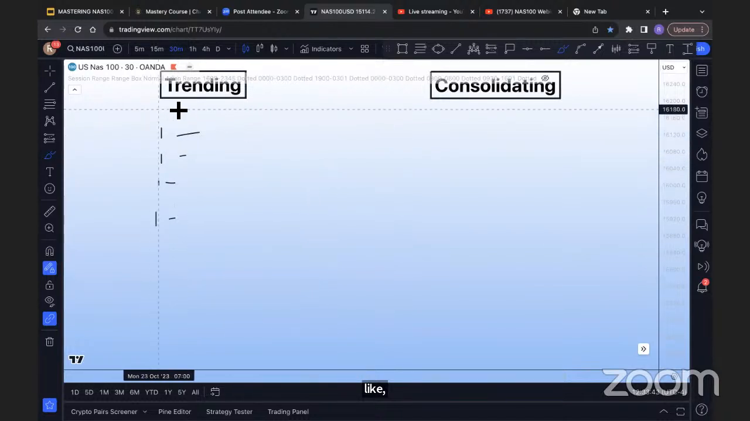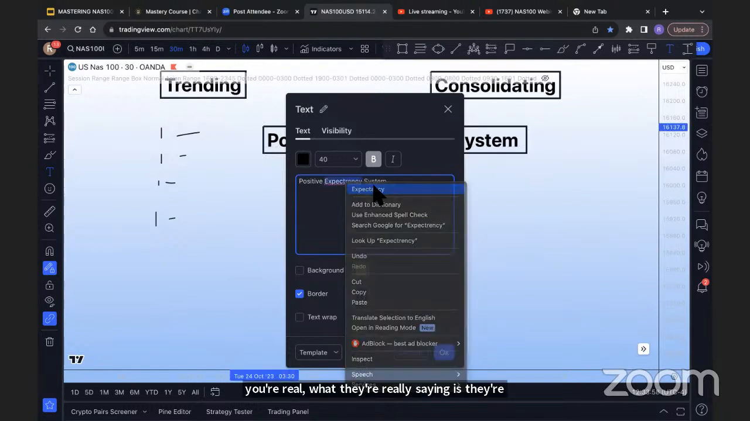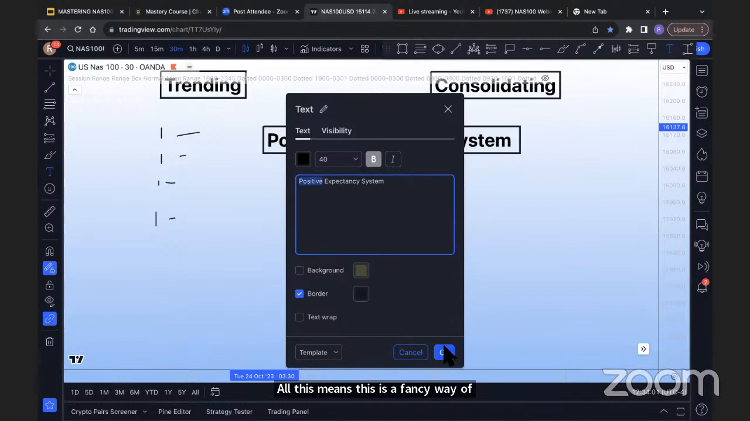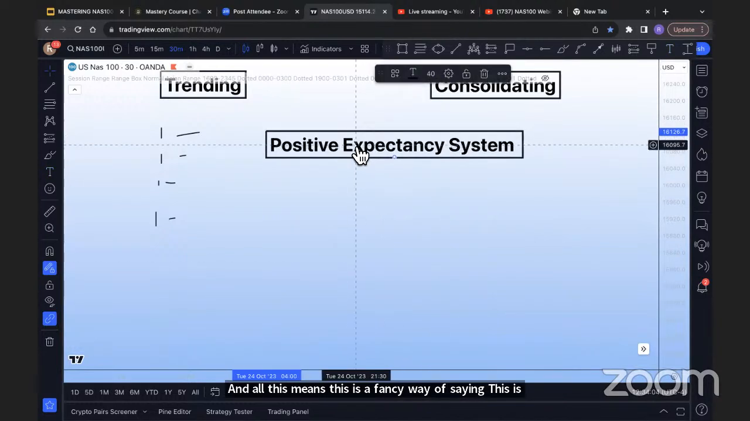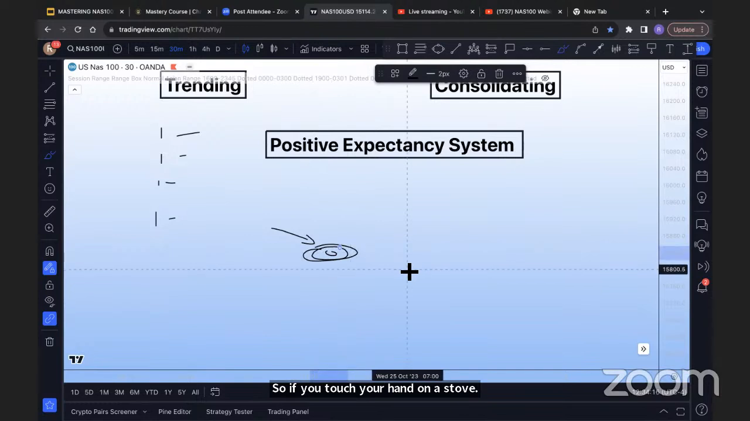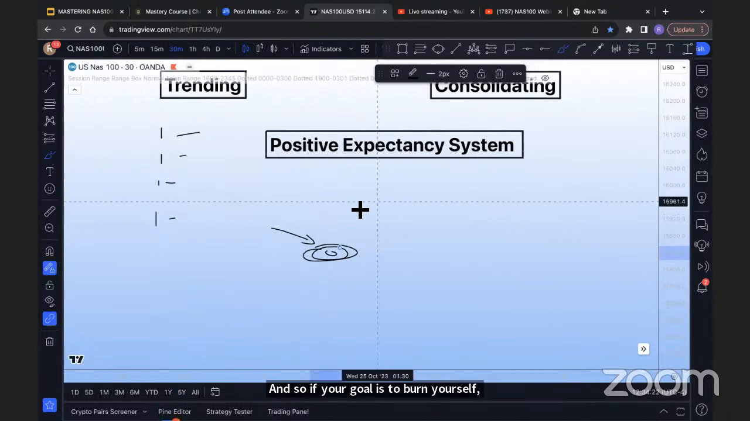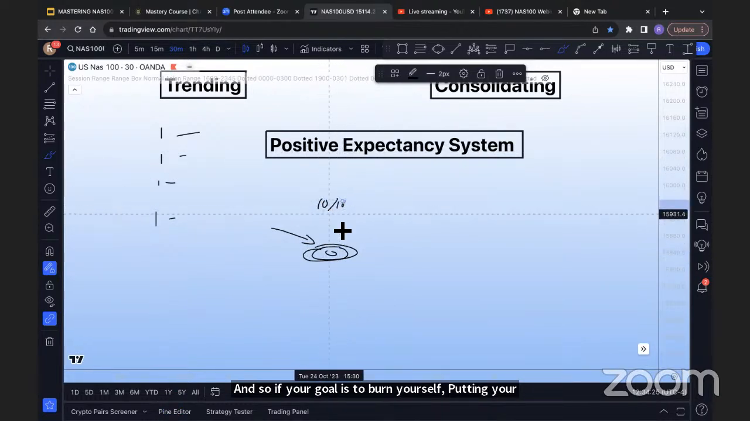When you have a real trading system, you guys can write this down. When people say, oh, I'm looking for a strategy, what they're really saying is they're looking for a positive expectancy system. And this is a fancy way of saying this is a trading system that when you do this one action, you can expect this positive result most times. So if you touch your hand on a stove, there's a positive expectancy that you're going to burn yourself. And so if your goal is to burn yourself, putting your hand on the stove is a positive expectancy system. You know that 10 times out of 10, when you put your hand on the stove, you're going to burn yourself.